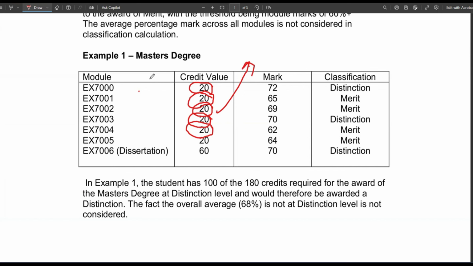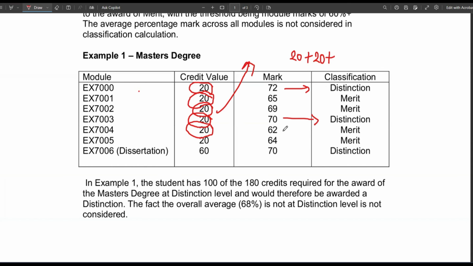This particular result, this person has distinction in a 20 unit module, as you can see. That's 20. Then the person has merit here, which does not qualify. The person has distinction again in another 20 unit module, so add it, that's 20. Mind you, we are looking for 100 credit value in distinction alone.